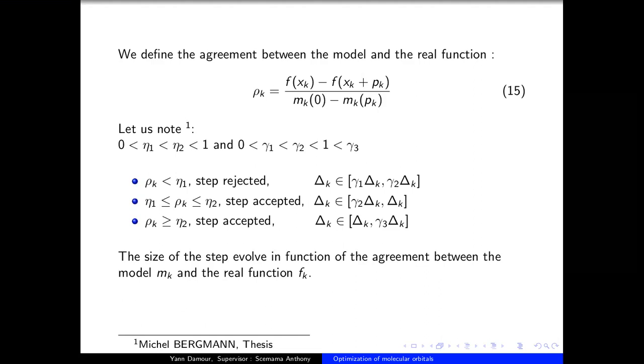So if the agreement is very bad, we reject the step, we decrease the trust region radius, and we compute a new step. But if the agreement is very good, we increase the radius and compute the next step.